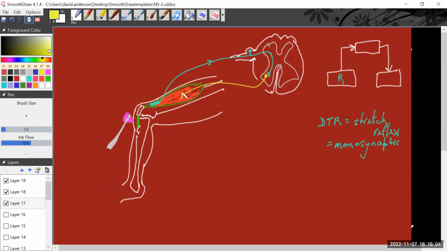And what happens? Anybody who's ever had this done knows the patellar tendon gets tapped, and what does your quadriceps do? You extend your leg. Right, because the quadriceps did what? Contract. Yeah, contracted. So it's known as a stretch reflex. The stimulus was a stretch, and the response was contraction.